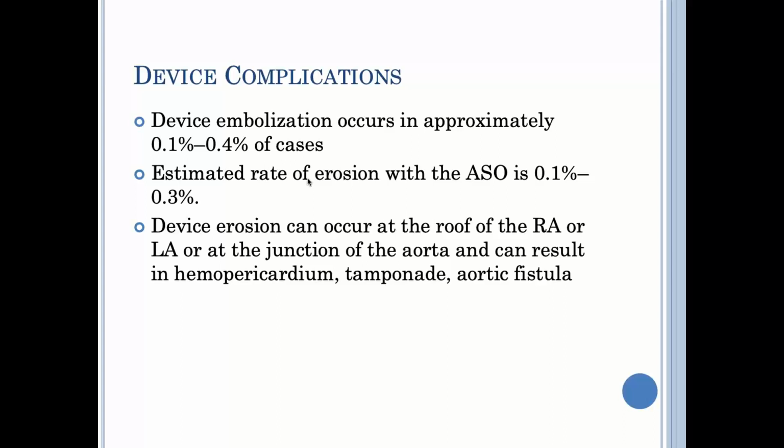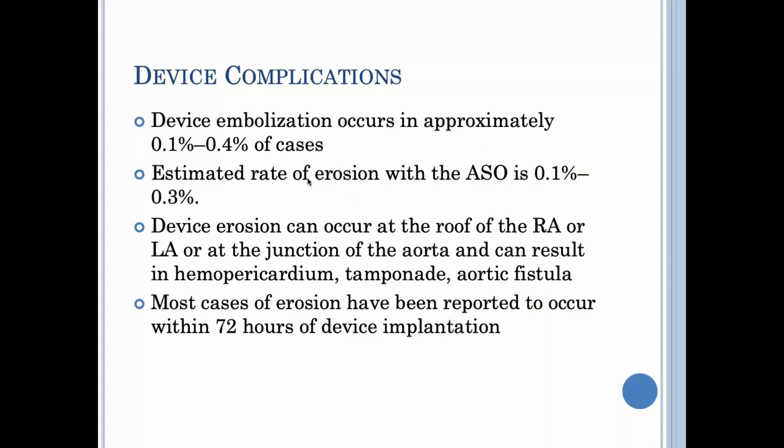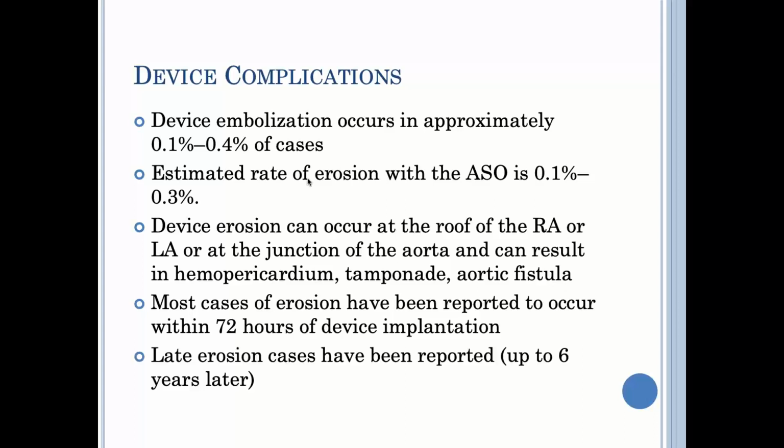For device embolization, the patients can present with various symptoms. They generally happen in the acute stage. For erosion, they can be in the acute or subacute stage. They can be a little bit more non-specific in terms of their symptoms. They can have chest pain, shortness of breath, syncope, sudden death. And generally, things to look for on echocardiogram would be any pericardial effusion, tamponade, aortic fistulas, and again, like I mentioned, generally up to 72 hours, but there have been cases reported up to over 6 years later.